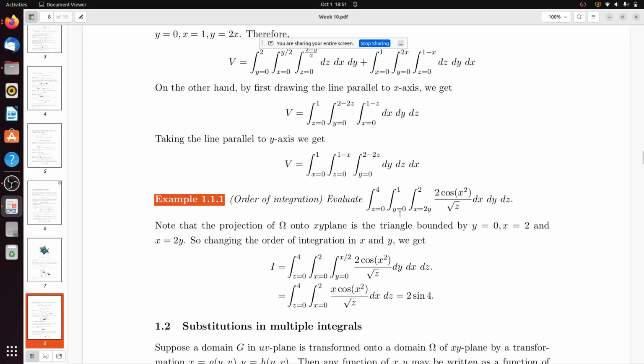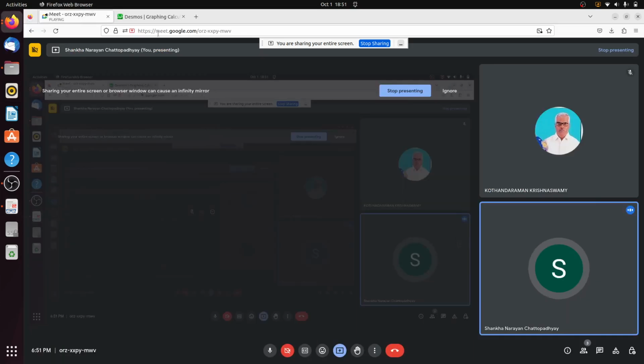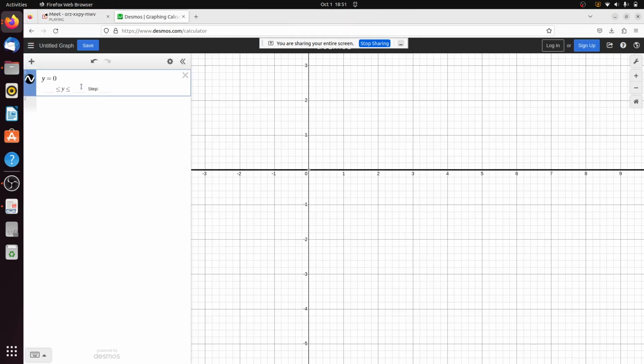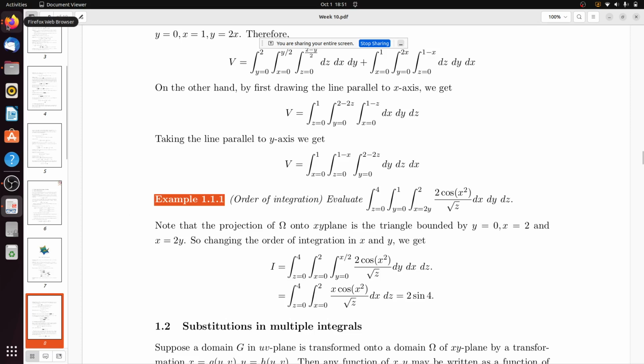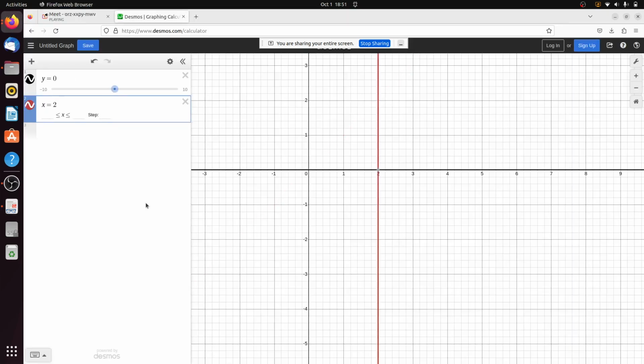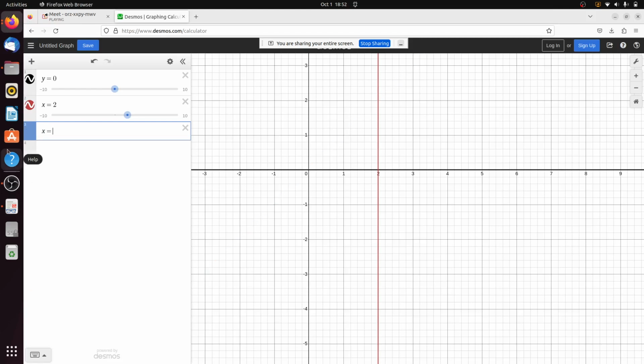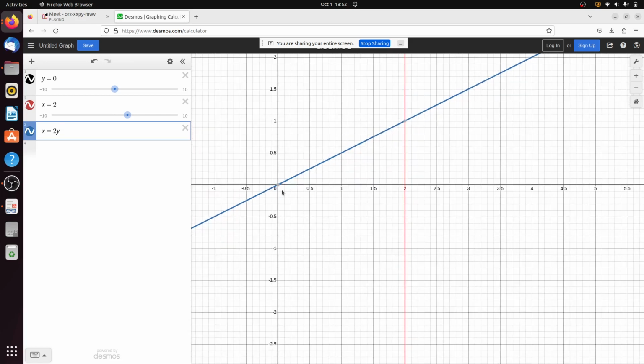See, y equal to 0, x equal to 2 and x equal to 2y. So that is actually our projection on the xy plane.